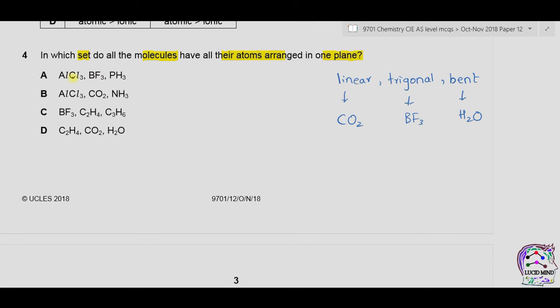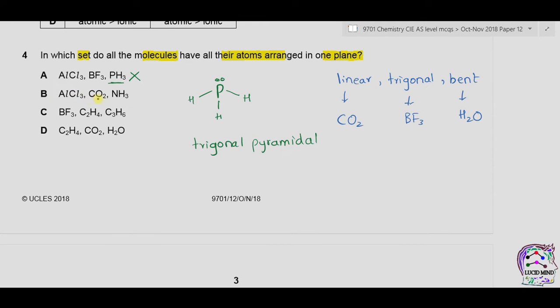For example, in first one A we have PH3. Phosphorus is in group 5 of the periodic table. It has 5 electrons. 3 electrons are involved in bonding with 3 hydrogen atoms. So this is not trigonal, it is trigonal pyramidal. And atoms are not arranged in one plane, so therefore A is incorrect.